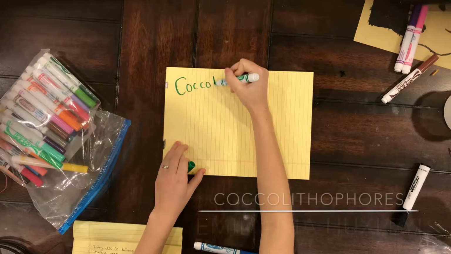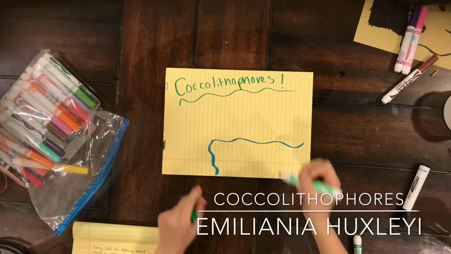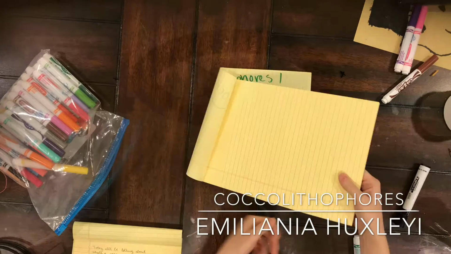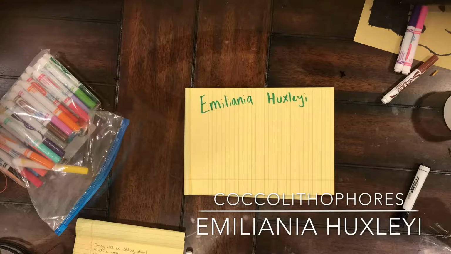Today we're going to talk about a coccolithophore. Now what's a coccolithophore? It's a small phytoplankton that lives in the surface of the ocean, usually in low nutrient areas. But the one we're going to talk about today is named the Emiliania huxleyi cell.